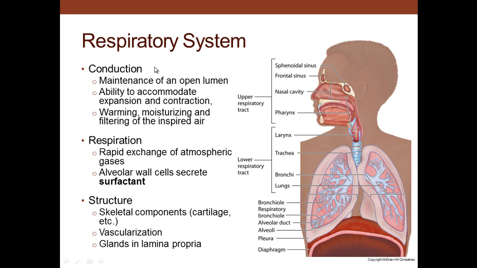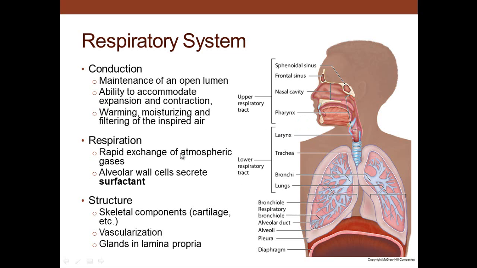Also, the conducting portion does three important things. It warms the air, and we'll talk about how the blood flow facilitates that. It moistens the air, and so we will expect to see some glands that secrete fluid through here. We also expect to see goblet cells along the way, and it filters the air. There's hairs in the nose, and there are different ways in the conchae to filter the air before it gets to the lung. So this is all the conducting portion, all the way down to the respiratory bronchioles.